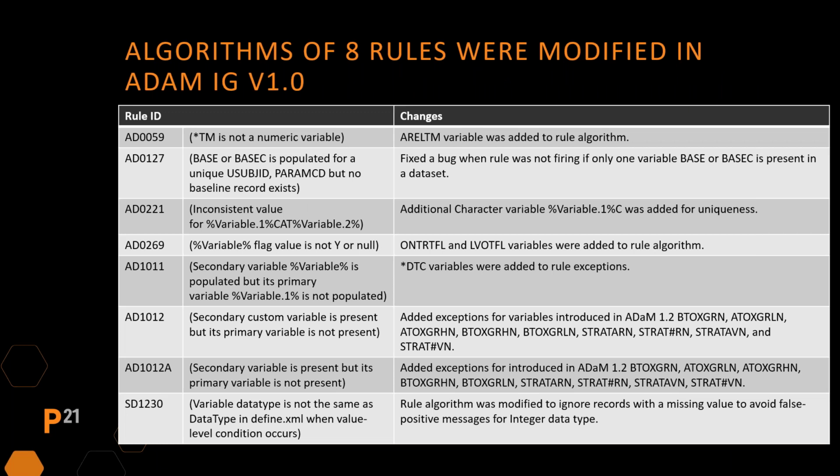There are 8 rules whose algorithms are changed in ADaM IG version 1.0. Analysis relative time, ARELTM, was added for AD0059 to check if the variable is numeric. AD0127 is a bug fix: previously both BASE and BASEC had to be present in the dataset to run this check, but it is fixed so that either BASE or BASEC being present runs the check.